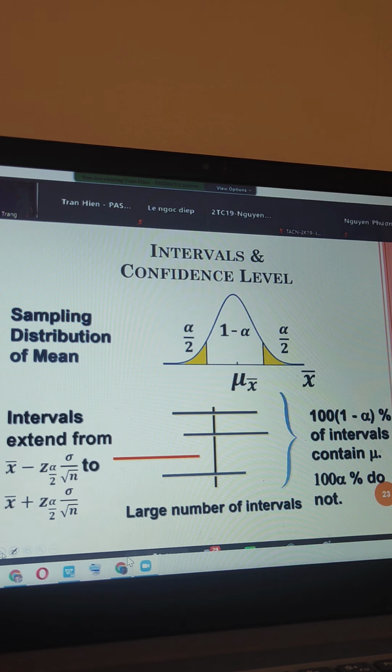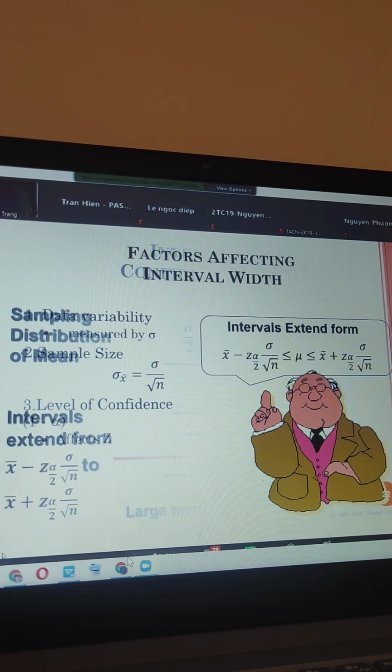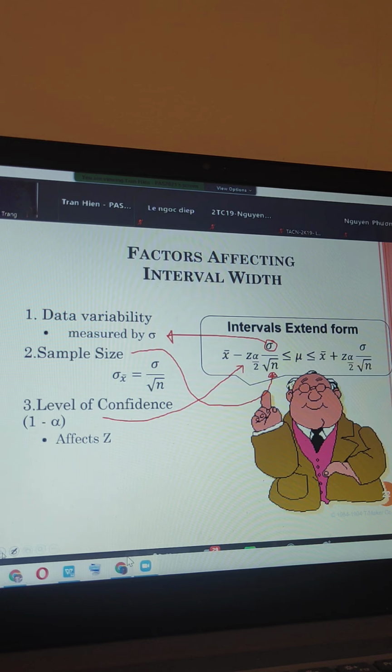Em ơi, cô quay lại slide trước đúng không ạ? Yes. Yeah. Vâng ạ.